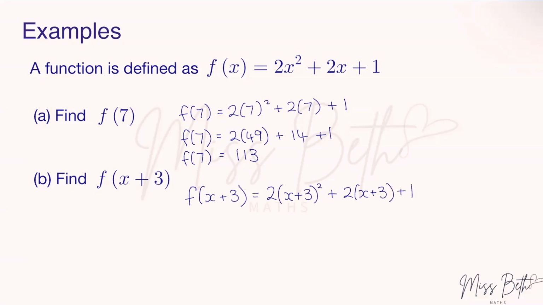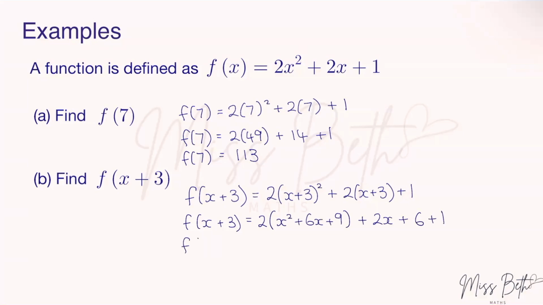Okay, so I've got a process of expanding and simplifying to work through here. So remember your indices first. So 2 lots of this bracket squared is, of course, a double bracket, so it's quadratic. So I would FOIL this to give me x squared plus 6x plus 9. I can distribute or multiply out the next bracket to be 2x plus 6. And then I have that plus 1 still.